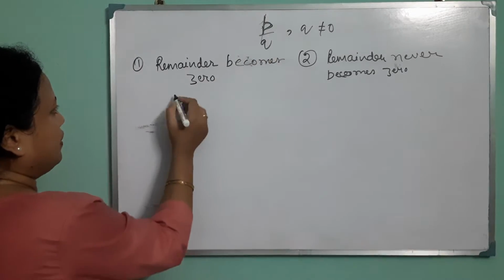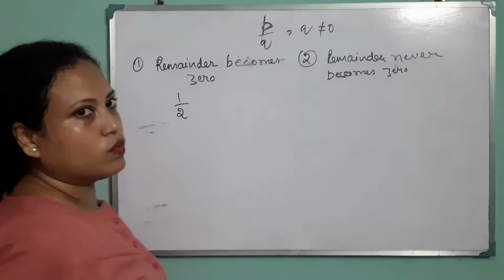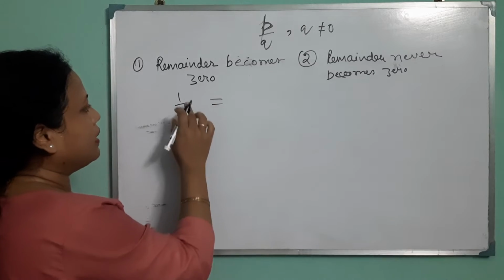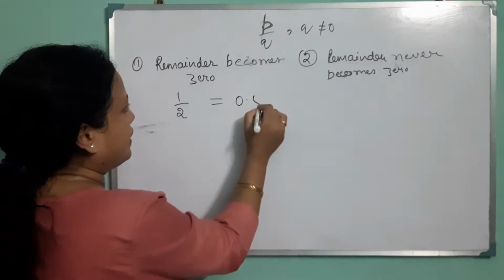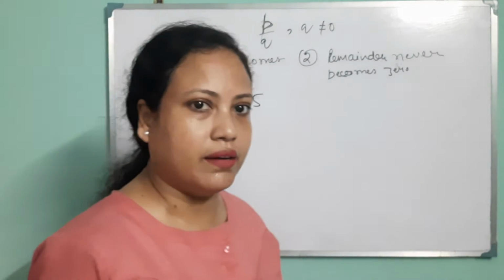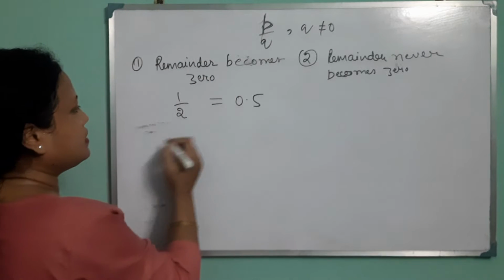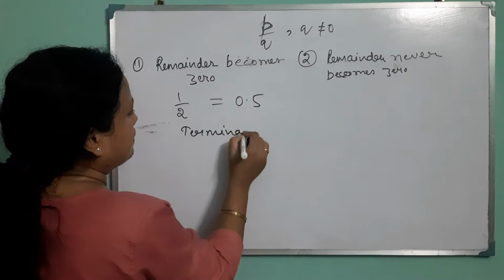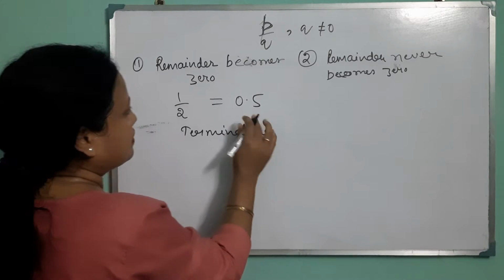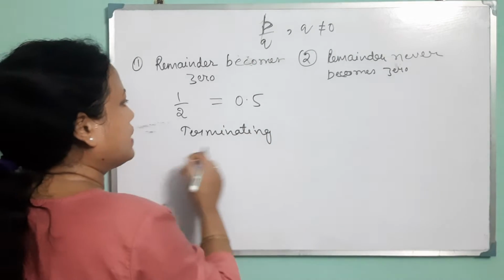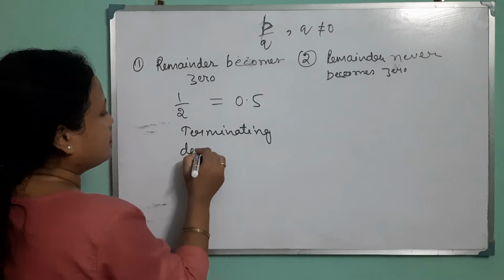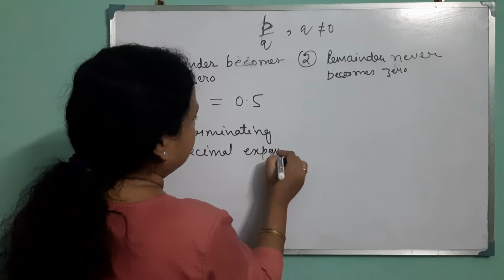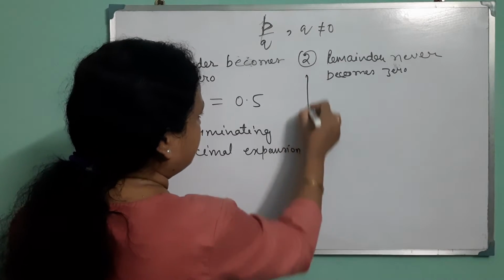Remainder becomes 0 if we take the fraction 1 by 2, which is a rational number. So when we divide 1 by 2, we get 0.5, a decimal number. So it is a terminating decimal expansion. This decimal form is known as terminating decimal expansion.